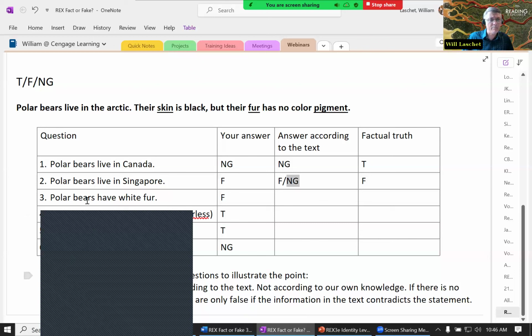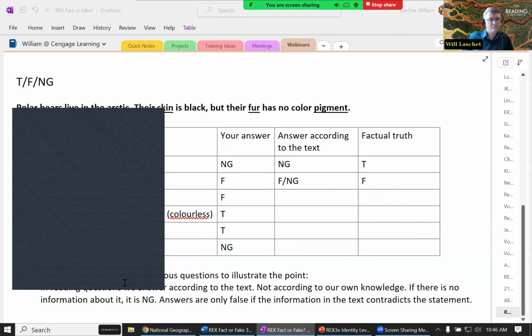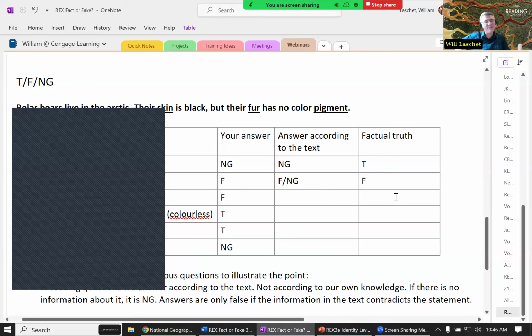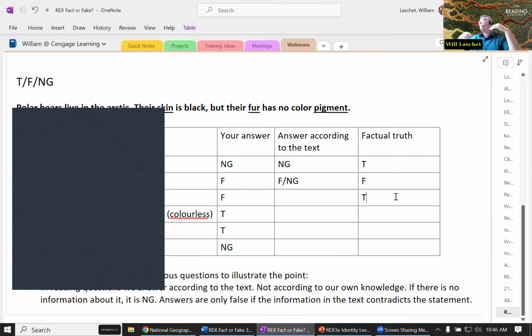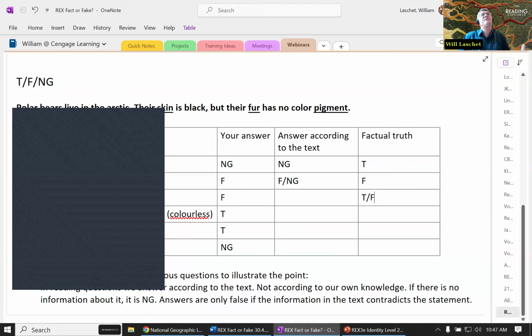Okay, let's try this one. Polar bears have white fur. We put false. What's the factual truth? Do they have white fur? Again, this is very difficult. We want to put true, but actually it's kind of not true. Their fur is actually transparent, which is hollow. So it's not white, but it looks white because of the way that it reflects the light.